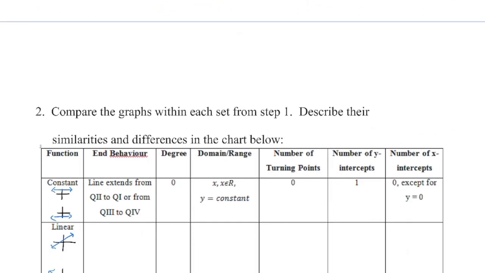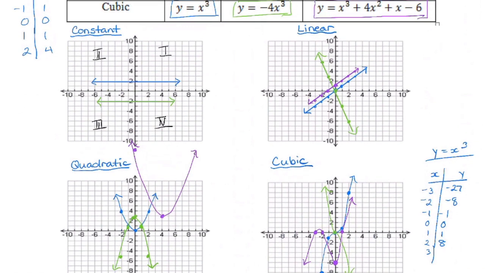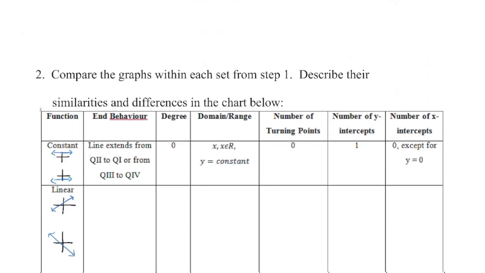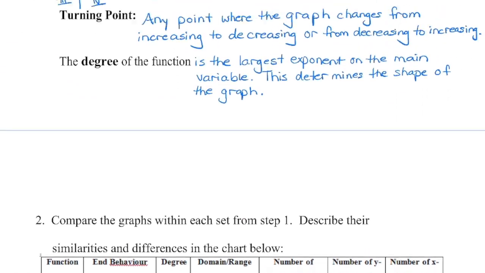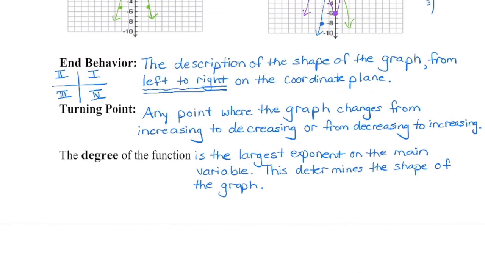and the number of x-intercepts. And again, if you look at this graph, it will never cross the x-axis, nor will this one. The only time that's going to happen is if we happen to have a graph of y equals 0, which lies right on the x-axis, and in this case, we have an infinite number of x-intercepts. All right, so that deals with end behavior and degree.